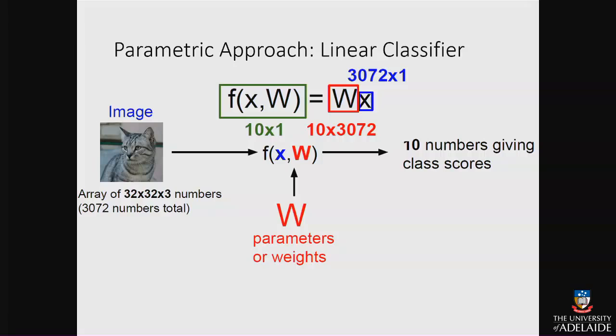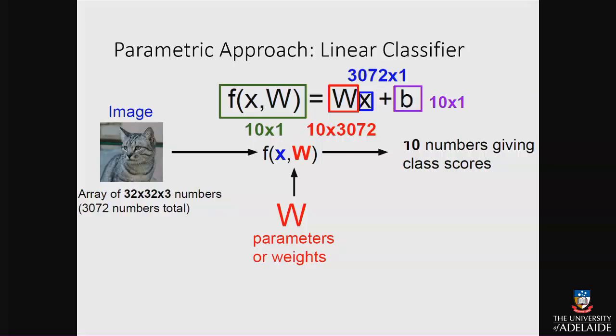The output size is 10, right? So each value gives you a score of whether this image belongs to this class or that class. So this is a classical linear classifier. And sometimes we also add b, which is called a bias.